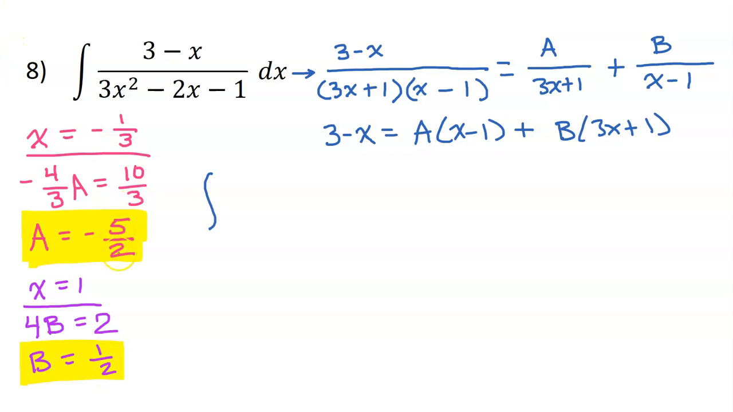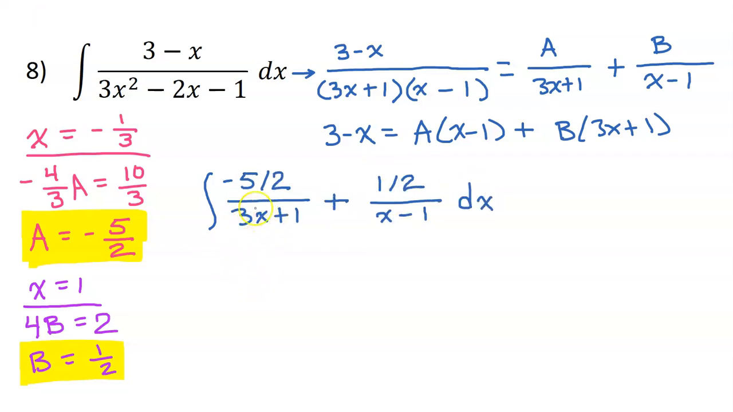Let's substitute -5 over 2 in for a and 1/2 in for b to write the partial fraction decomposition of the integrand. So we have -5 over 2 over 3x plus 1 plus 1/2 over x minus 1. Now we can just integrate term by term. Start by taking the negative 5 over 2 and putting it out in the front. So really we have the integral of 1 over 3x plus 1.